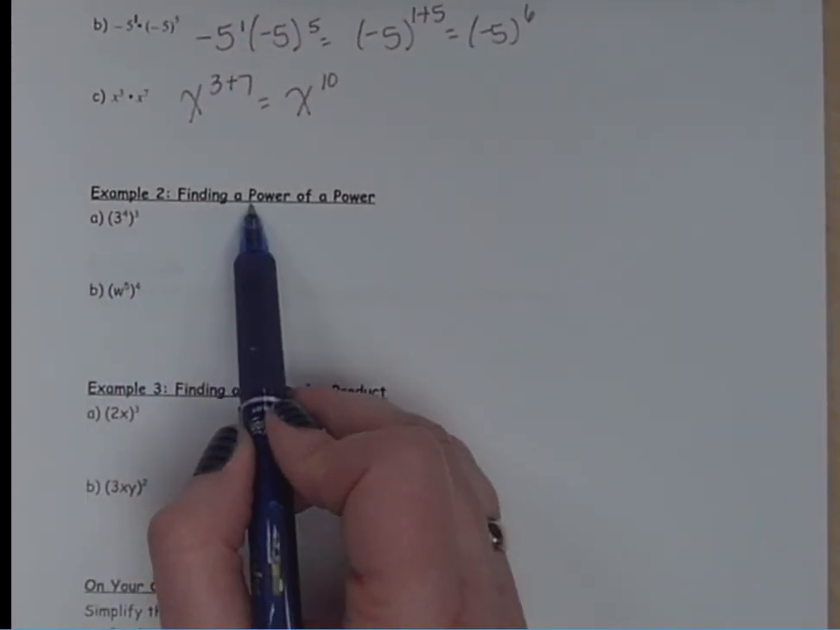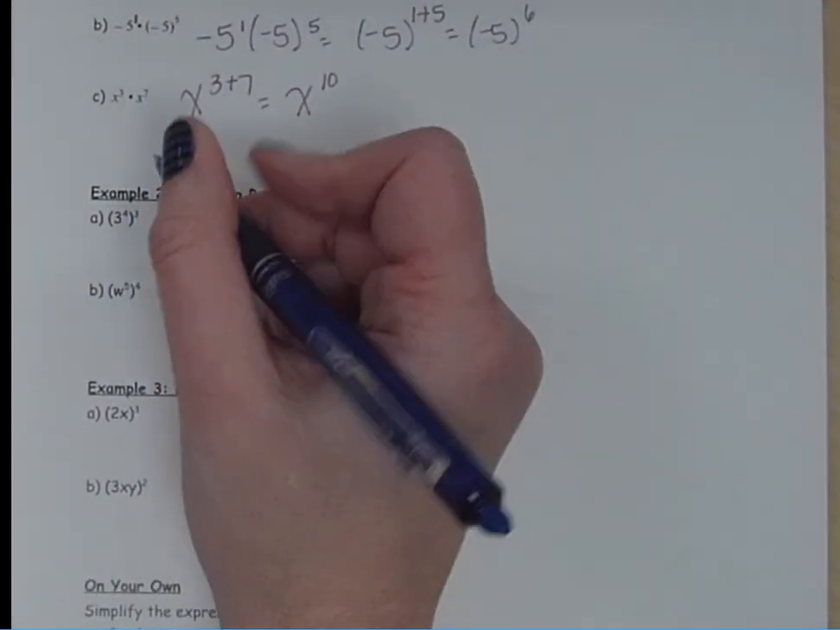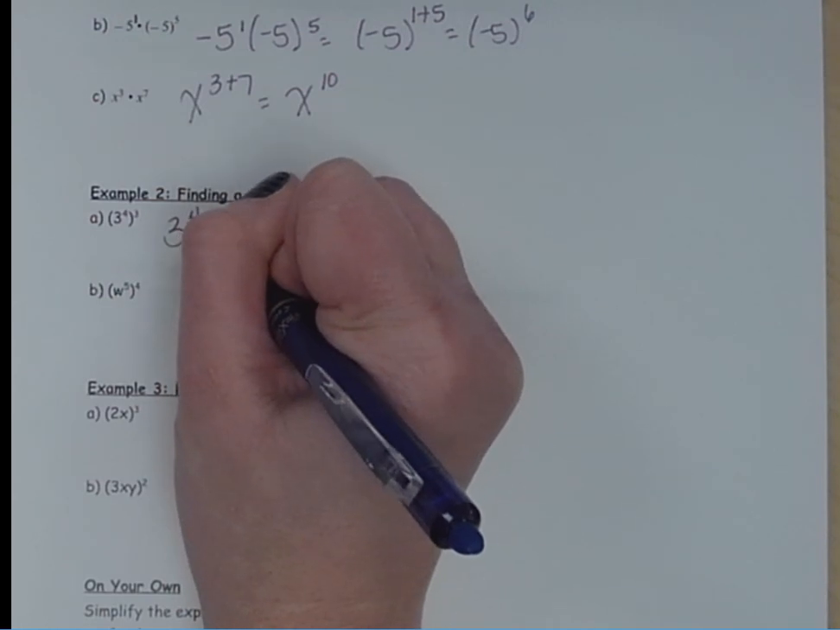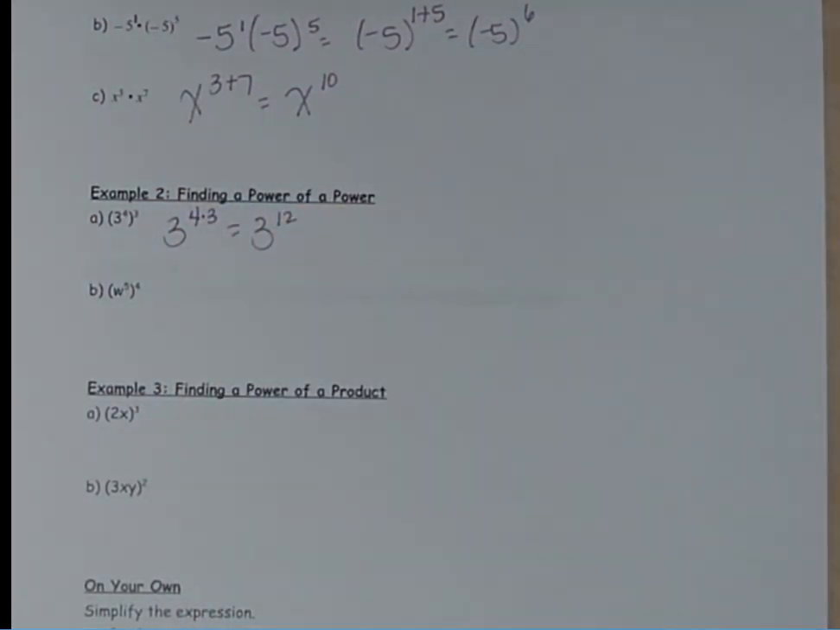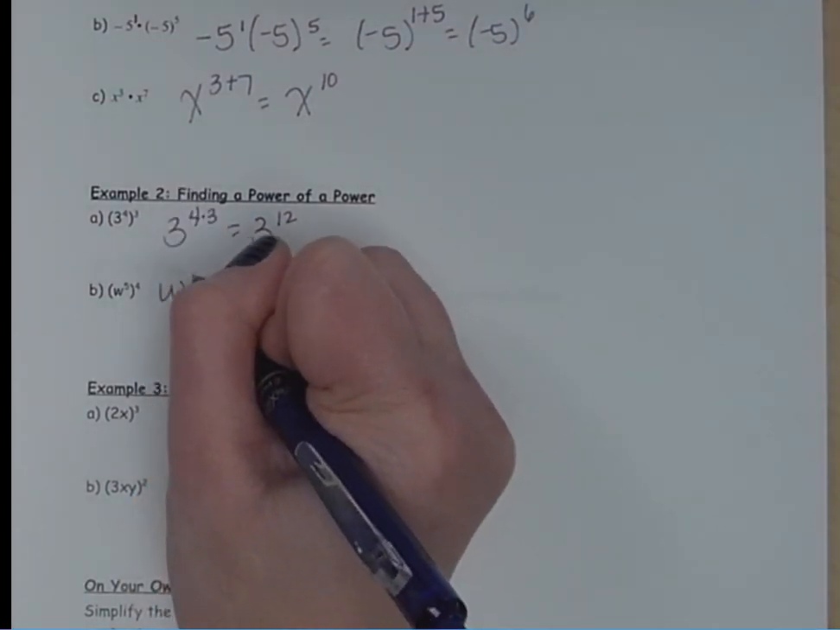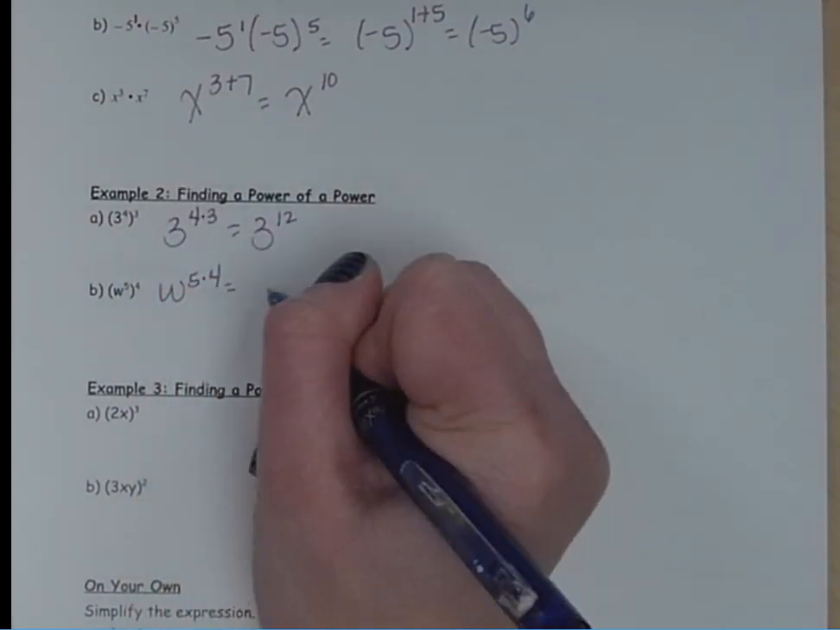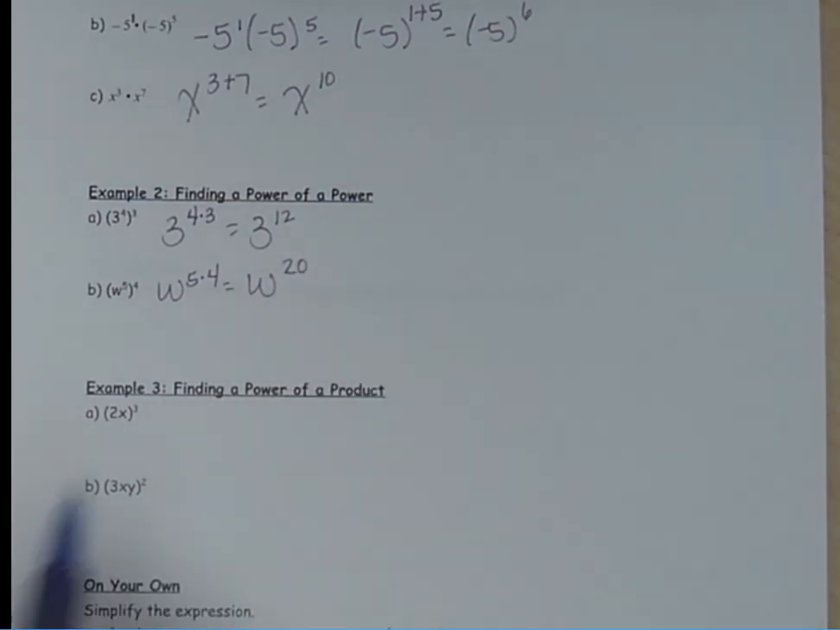Now, when I'm finding a power of a power, I multiply. So I have 3 to the 4th, to the 3rd, which would give me 3 to the 12th. Here, w to the 5th to the 4th would give me w to the 20th.